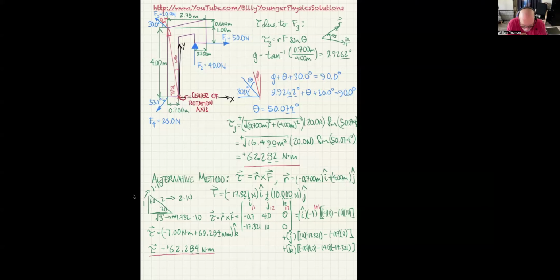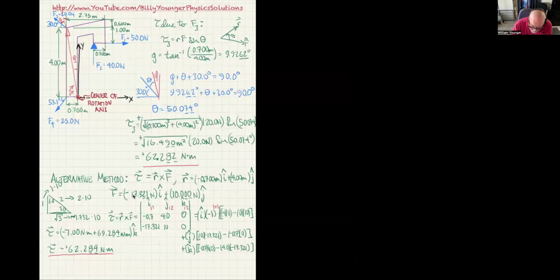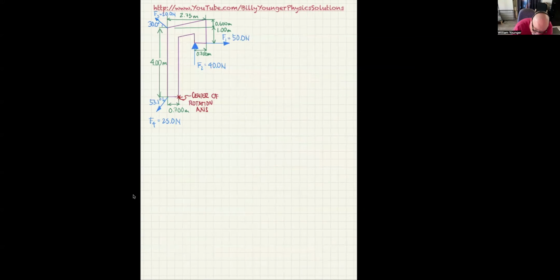So that's how you can do it with an actual determinant. Again, look on my YouTube channel for determinants, do a search for determinant, or do a search for cross products, and you'll see plenty of examples of that. So now we've done torque 1, torque 2, and torque 3. We only have torque 4 left, and we even did torque 3 two different ways. So now let's address torque 4. So torque due to 4.